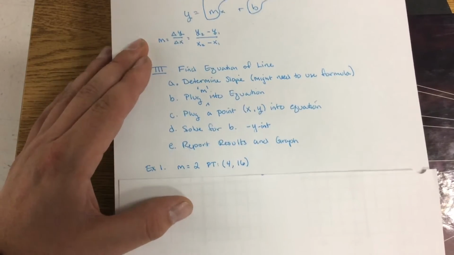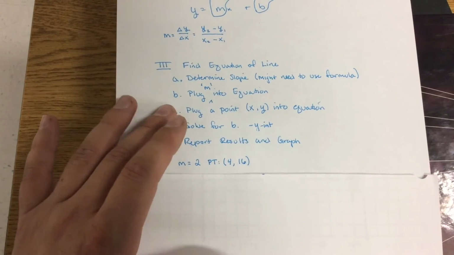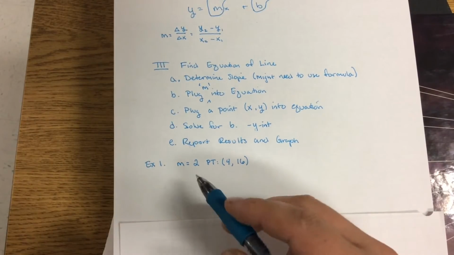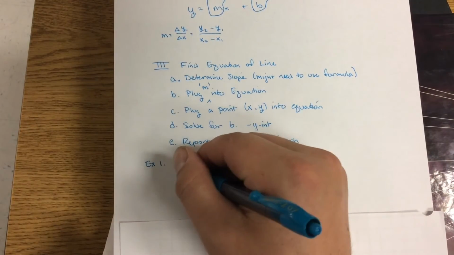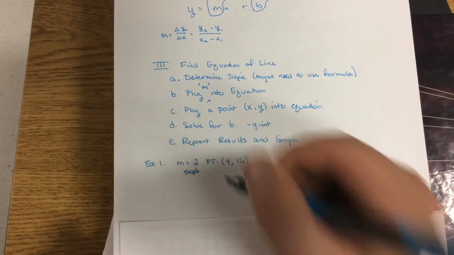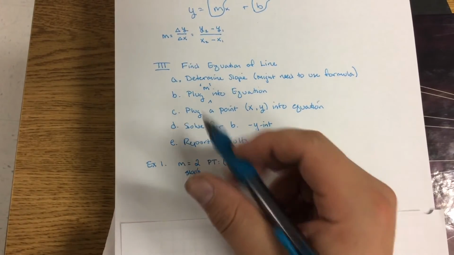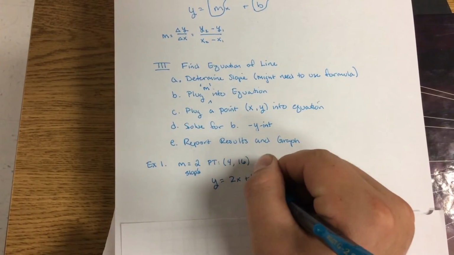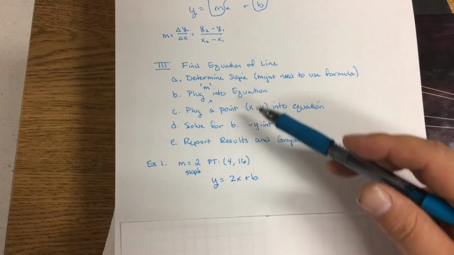So example 1, this says that the slope is equal to 2, and it needs to go through the point 4, 6. So we're going to follow these 5 steps to success, and we are going to get the equation of a line. So 1, determine the slope. Oh, m equals 2, so the slope is 2. We're going to plug m into the equation. So now this looks like y equals 2x plus b.